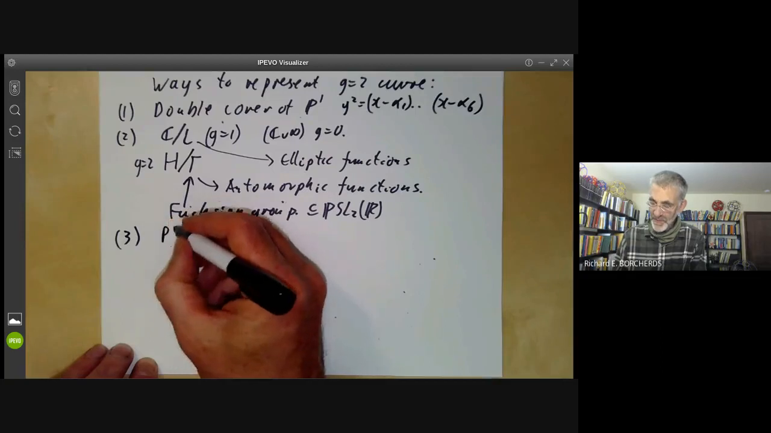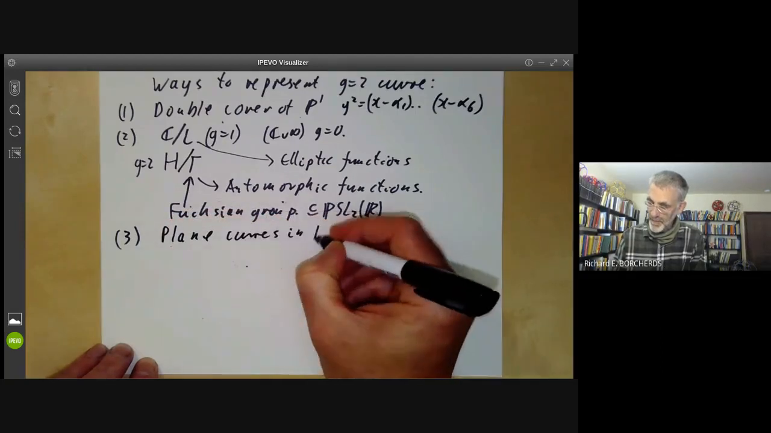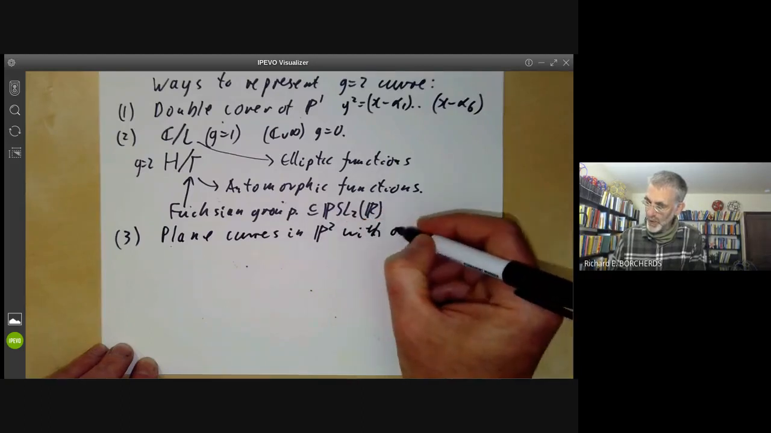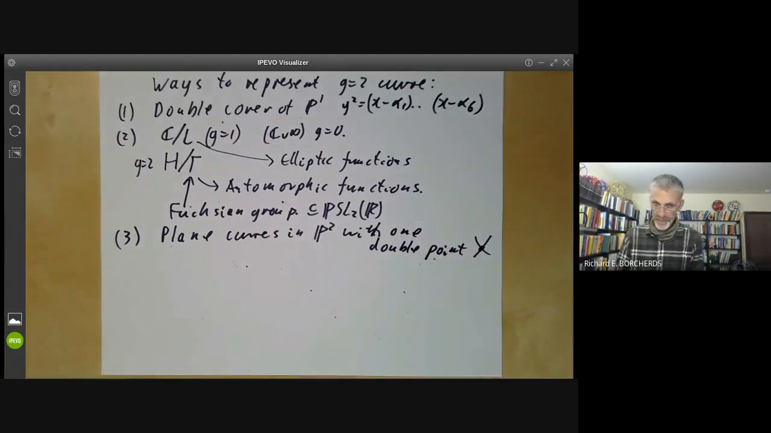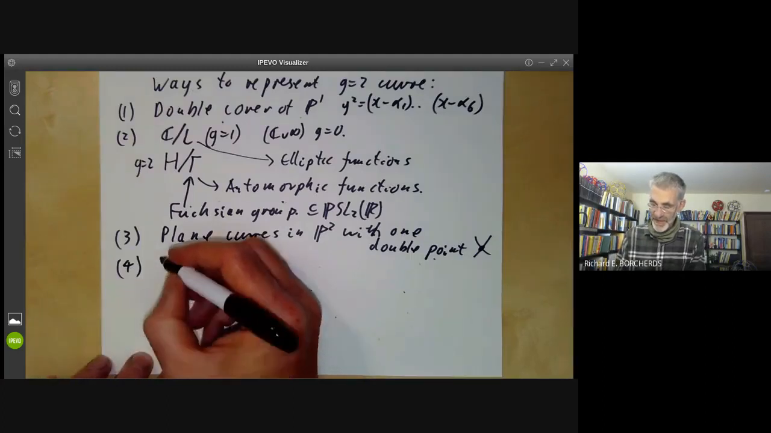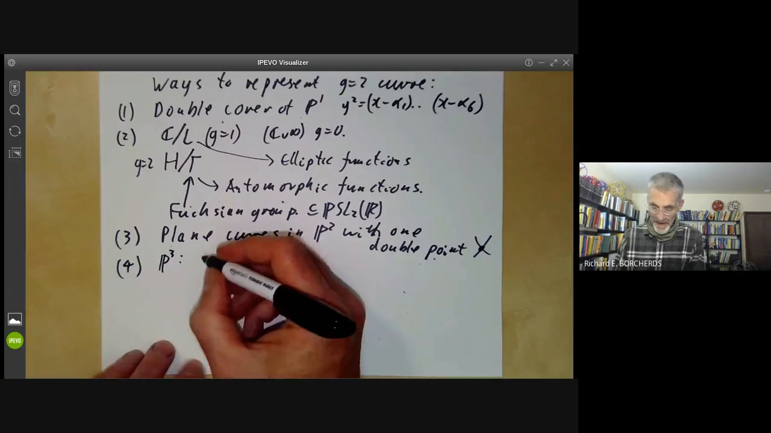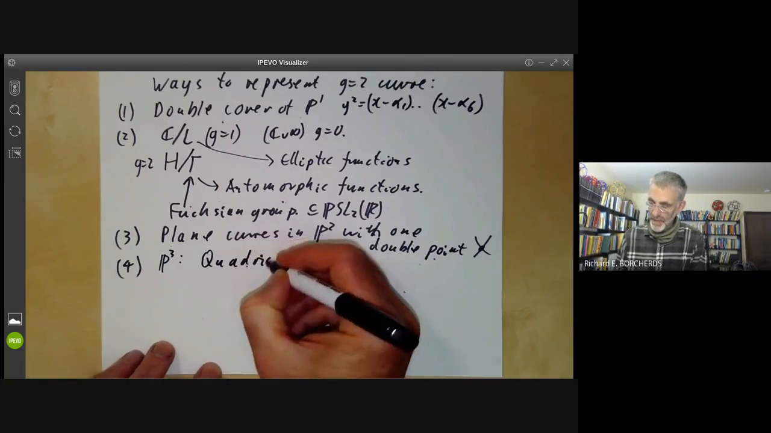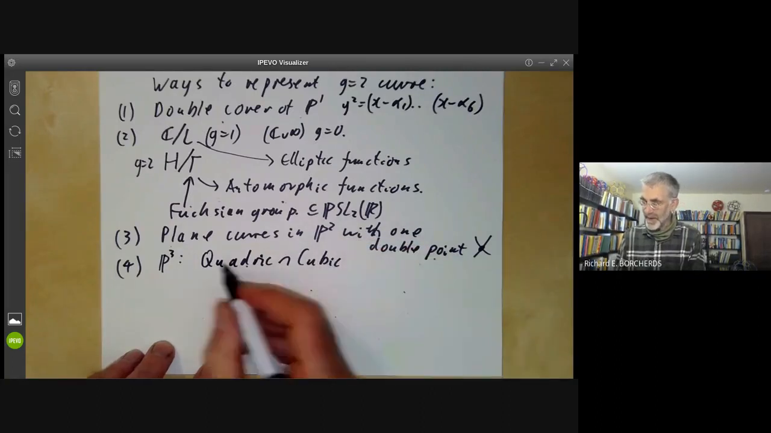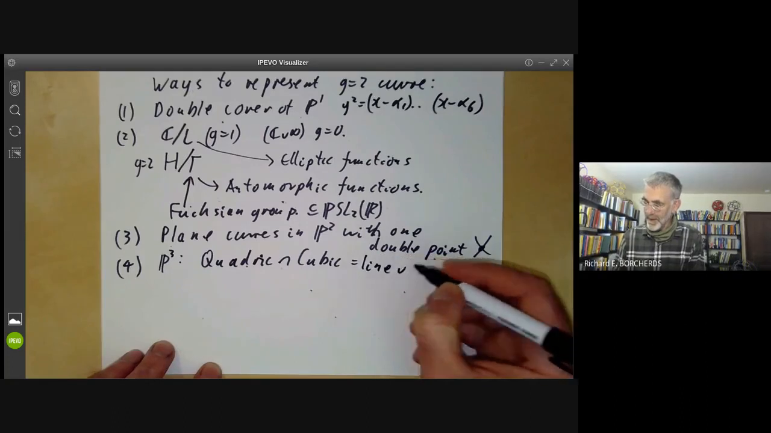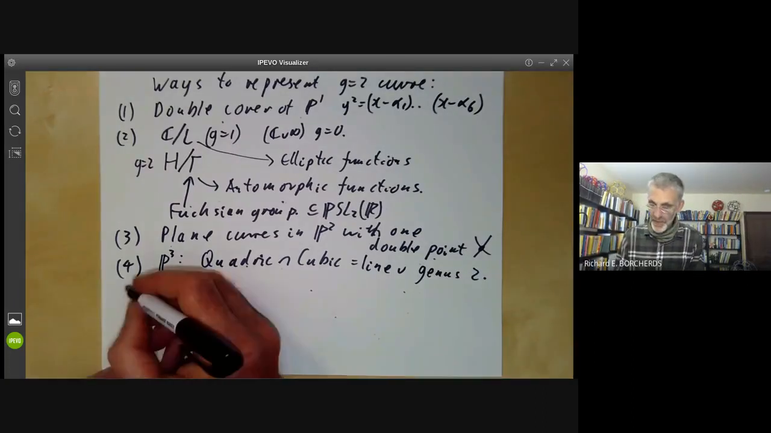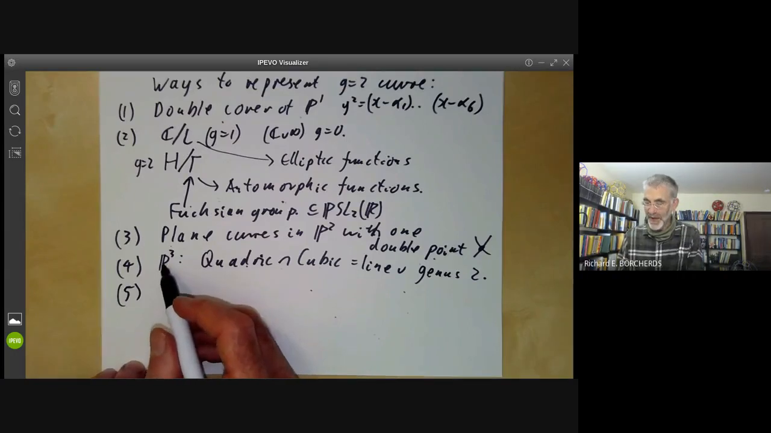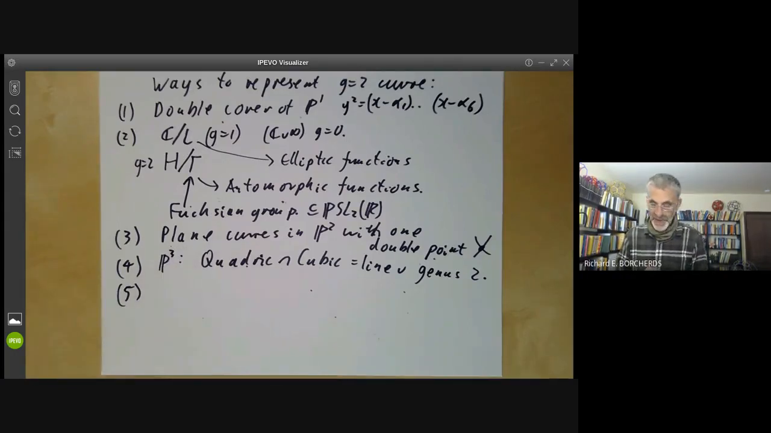A third way, you can represent them as plane curves in P2 with one double point. So a double point will look something like that. If you want to represent them as curves without singularities, you can represent them like that in P3, where you can take a suitable quadric intersected with a cubic, and if the intersection of these contains a line, then the rest of it will usually be a genus 2 curve. So although you can't embed them as non-singular curves in the plane, you can embed them like that in three-dimensional projective space.